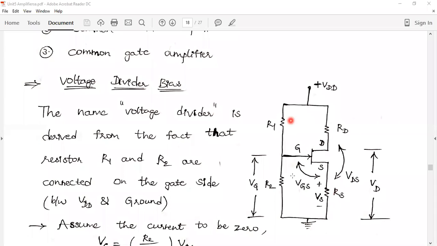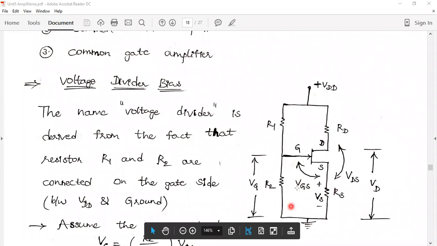Here, I can obtain the different voltages: across the gate and source, that is VGS, and across the drain and source, that is VDS. The voltage across the gate terminal is VG. Only across the source, I would like to know the voltage, that is VS, and only at the gate, the voltage VG.